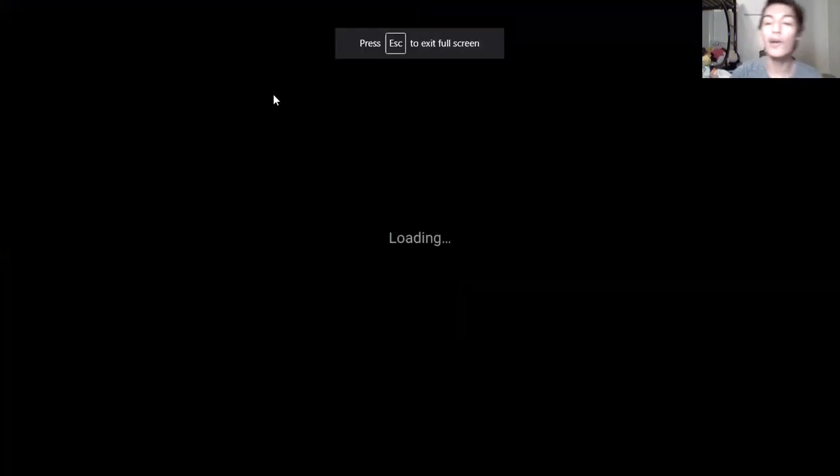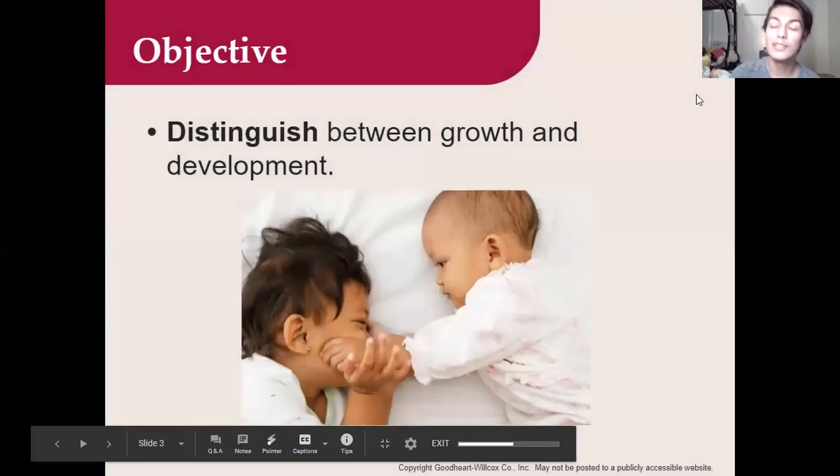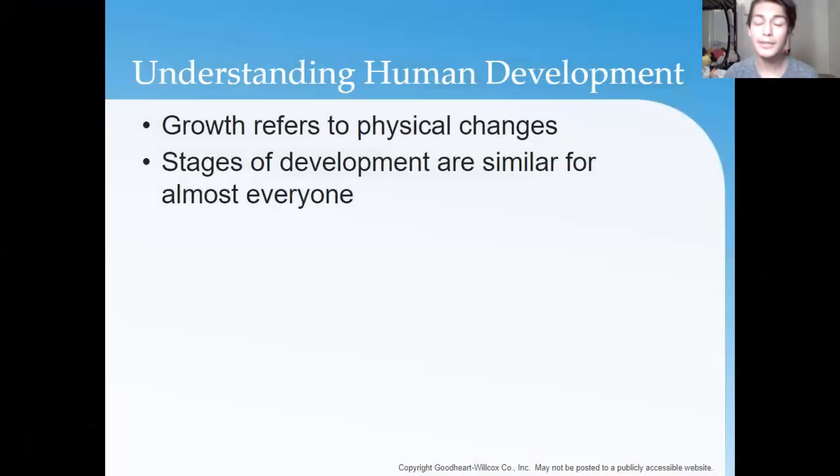Okay, so chapter 6, understanding human development. Our objective is to distinguish between growth and development, because they're two very different things. Growth refers to physical change, basically your appearance, your height, usage of muscles, stuff like that. And stages of development are similar for almost everyone. So everyone basically develops the same way, shape, and form.